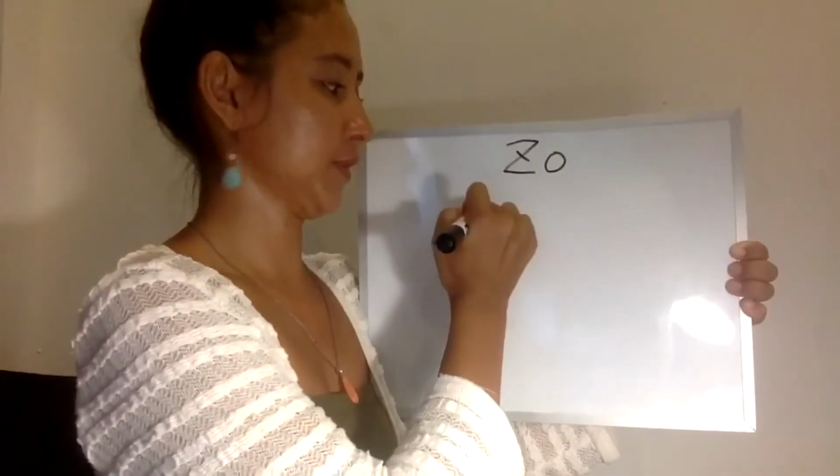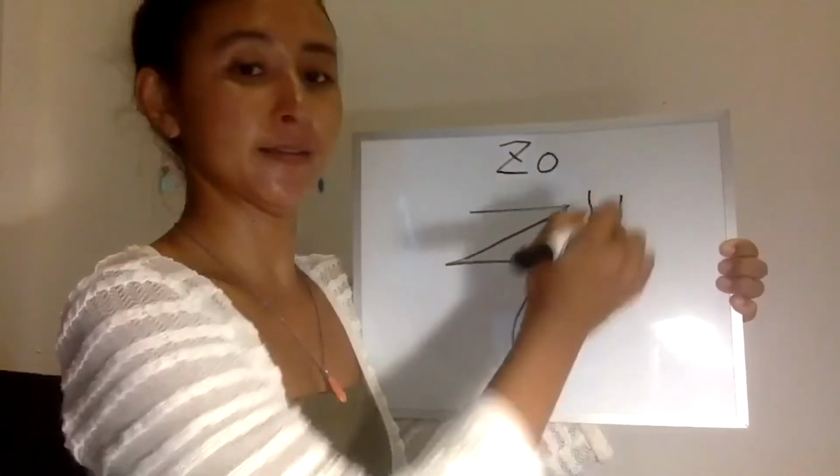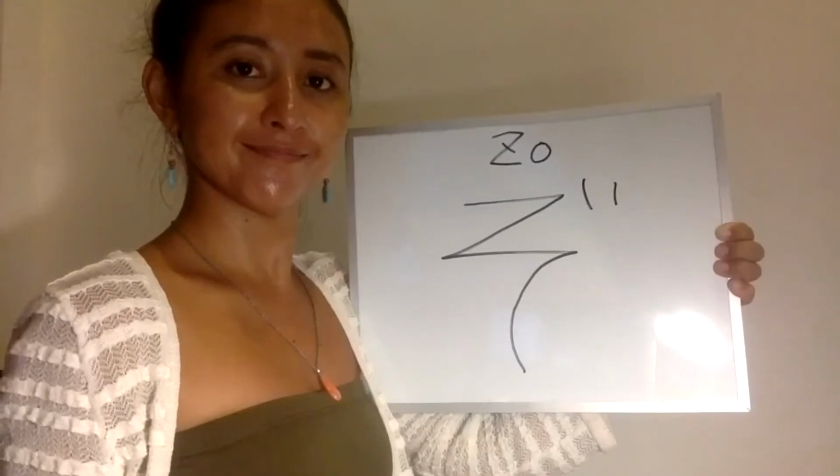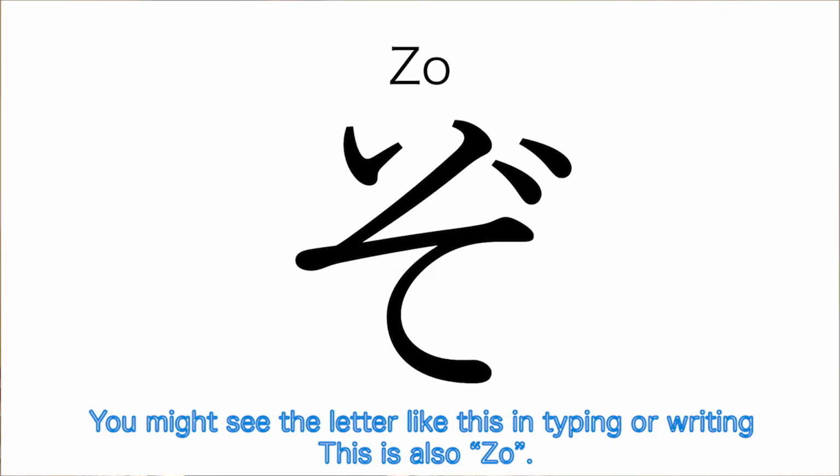Zo. 1 and dakuten. Zo. You might see the letter like this. This is also zo.